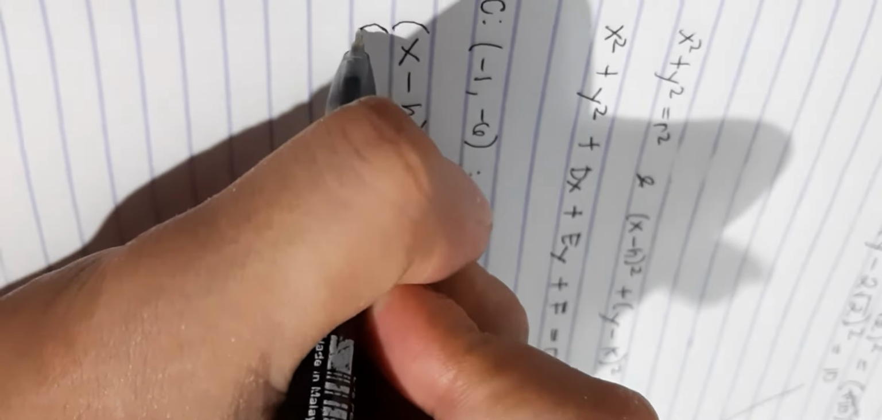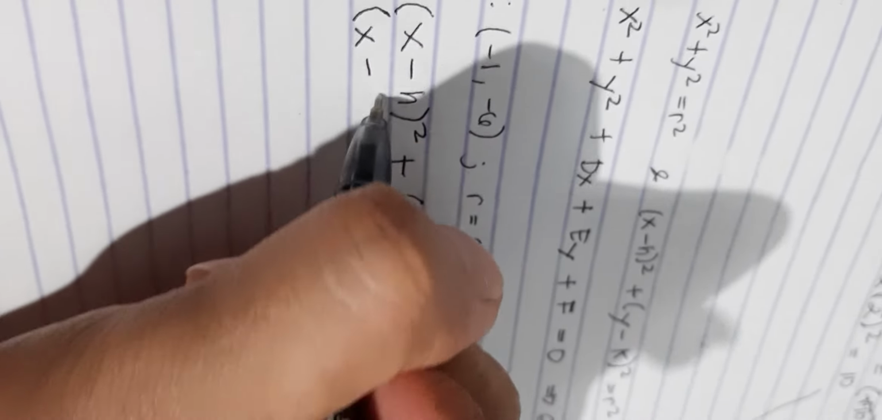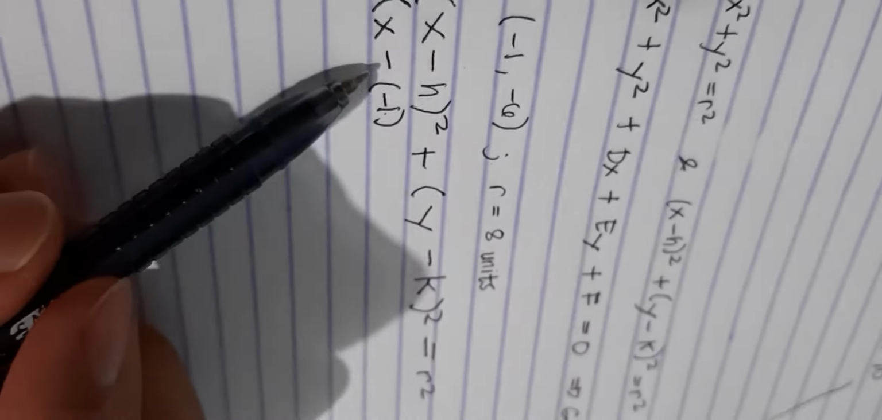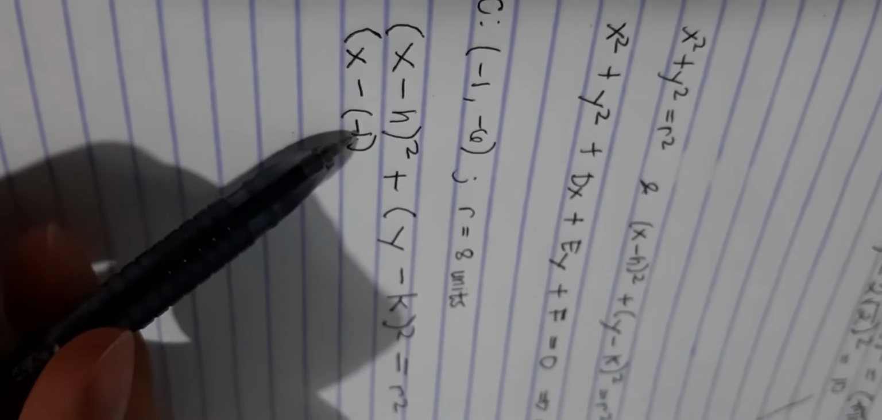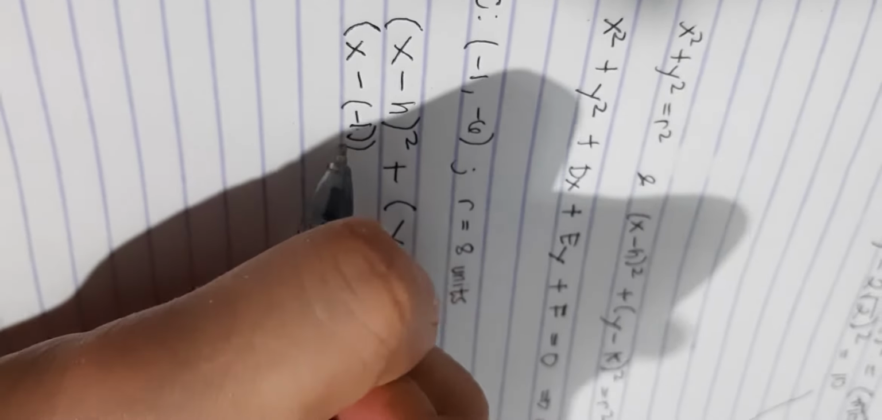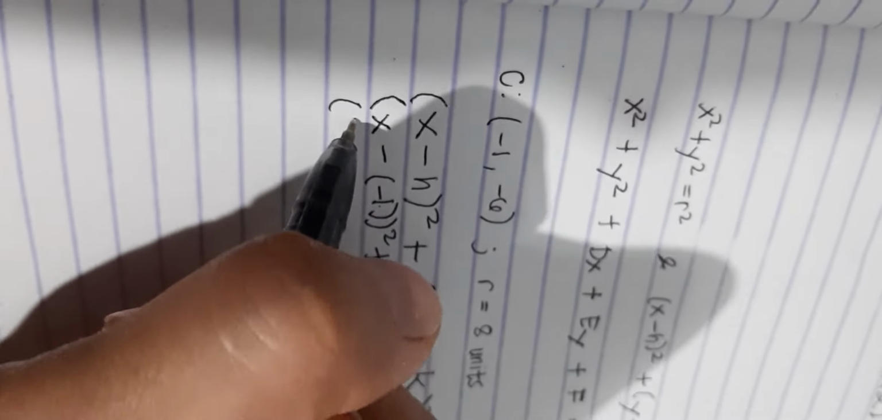Next, we will just substitute the values of h and k. So we have x minus the quantity of -1. Since we should avoid double signs or double negatives, we have to enclose the value of h in a parenthesis to also avoid confusion later, plus the quantity of y minus, again, a negative number, we have to enclose this in a parenthesis, and the radius is equal to 8. Since it is squared, we have to square the 8.